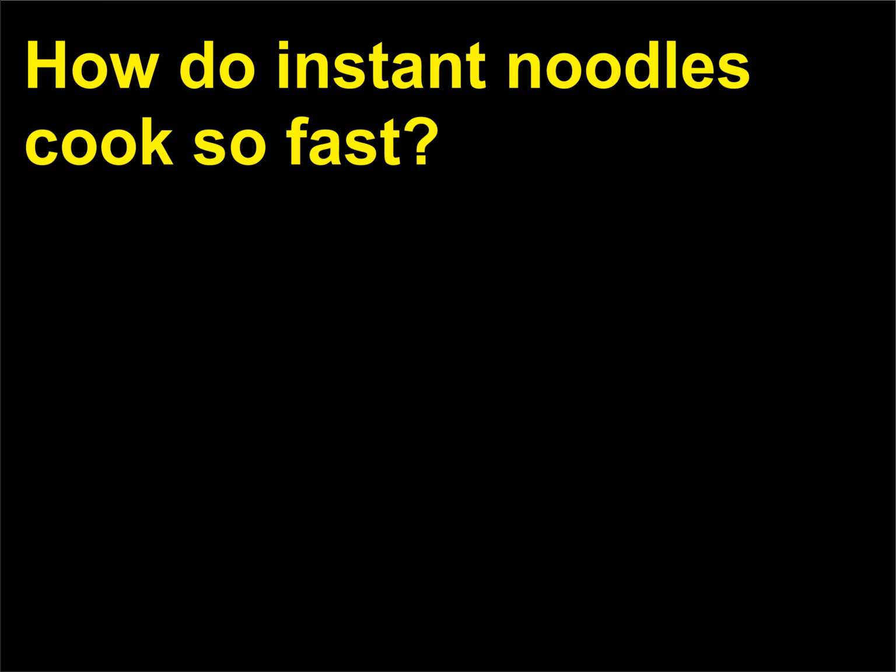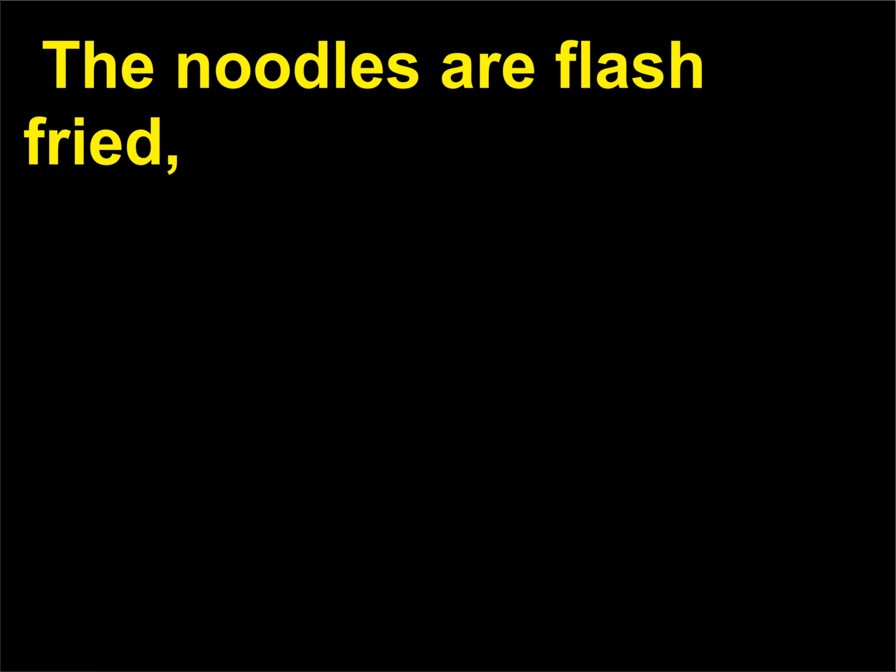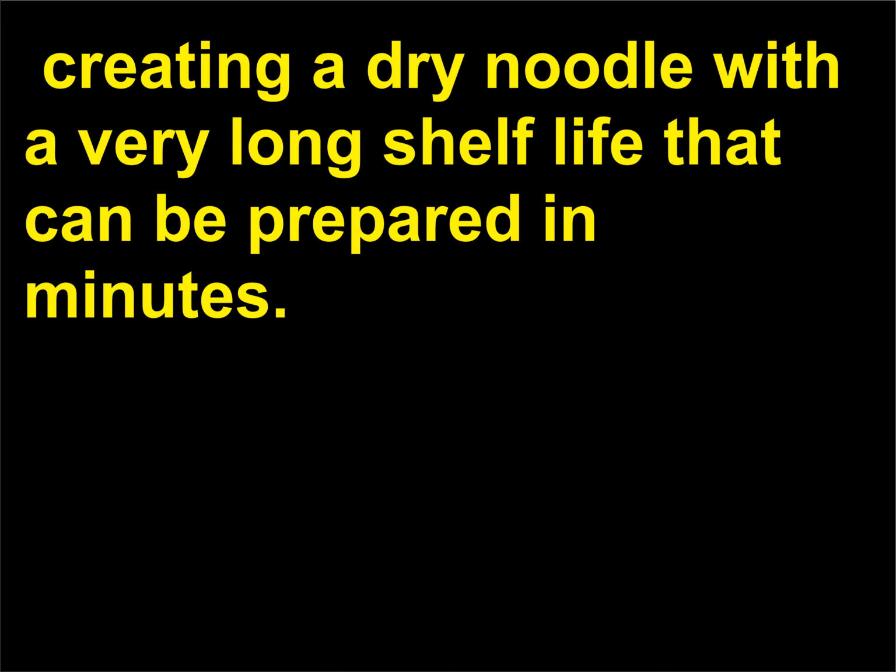How do instant noodles cook so fast? Because they're already cooked. Instant noodles were invented in Japan in the year 1958 by Momofuku Ando, who was working at Nissan Foods. The noodles are flash fried, creating a dry noodle with a very long shelf life that can be prepared in minutes.